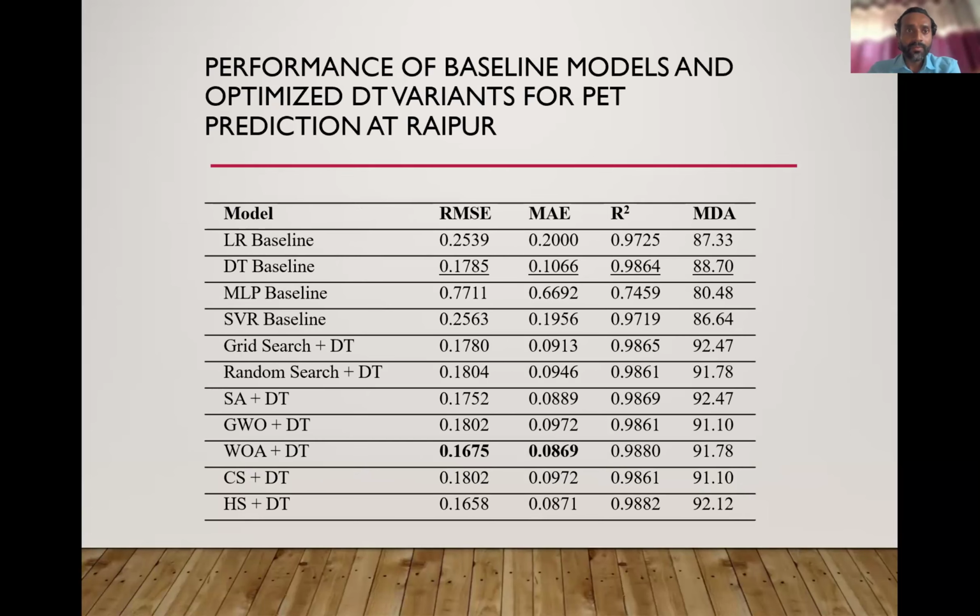These are the results for all models as well as with optimization techniques. The top 4 entries are the baseline models, in which we can see the decision tree is performing better than the others. It is underlined in the second row. Then we chose the decision tree and applied various optimization methods, in which we can see the whale optimization method is performing better than the other optimization methods.